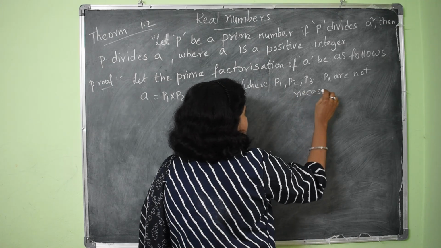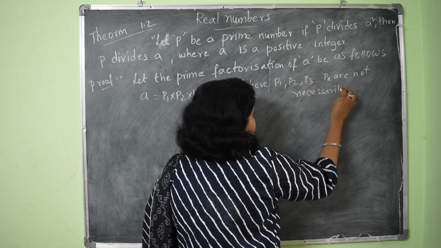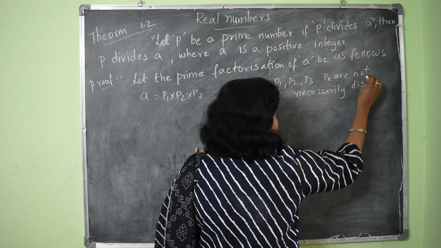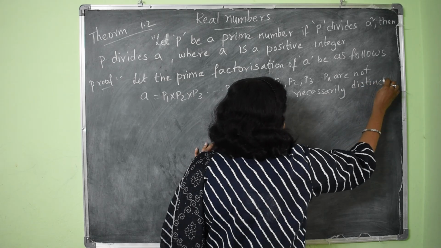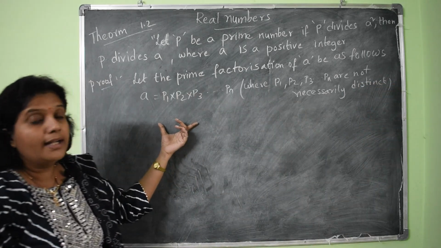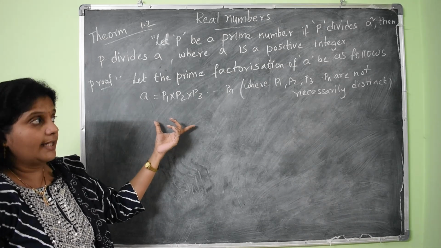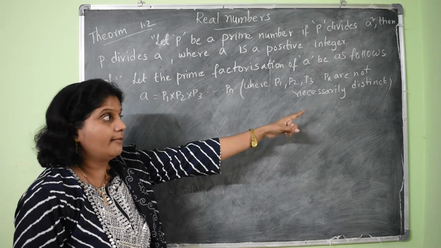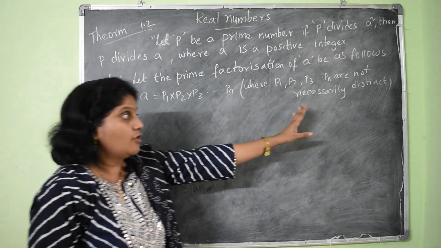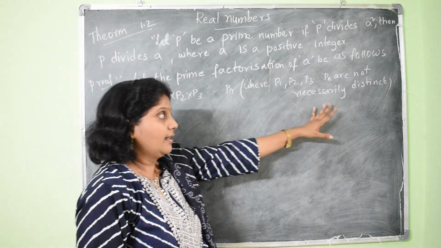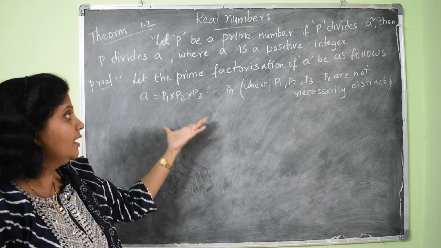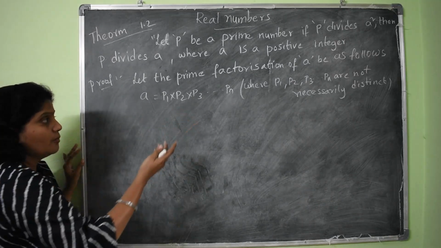So what do you mean by distinct? Distinct means nothing but different. So they need not be different, meaning there is a chance of becoming the same. So not necessarily distinct means it is not necessary to be different. So there is a chance for the prime numbers to be the same.